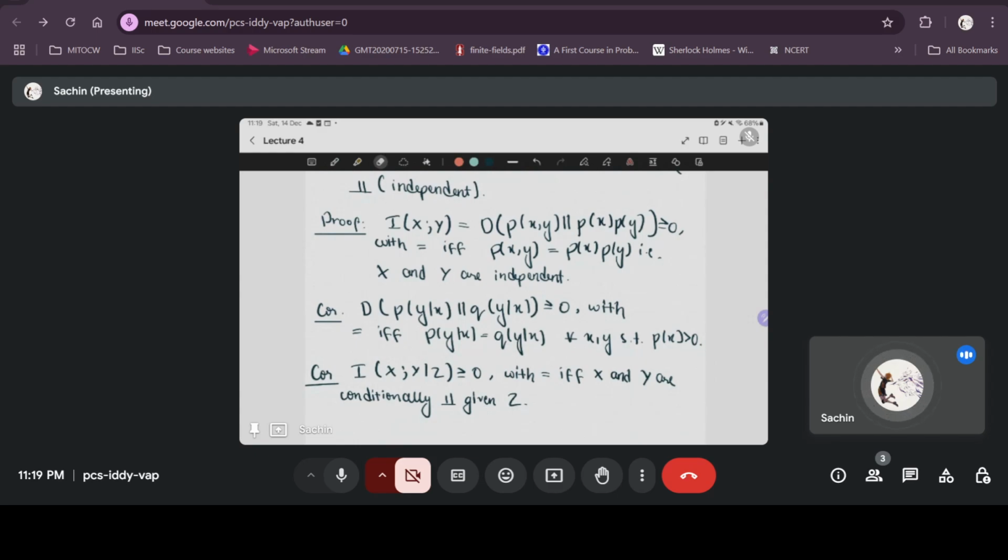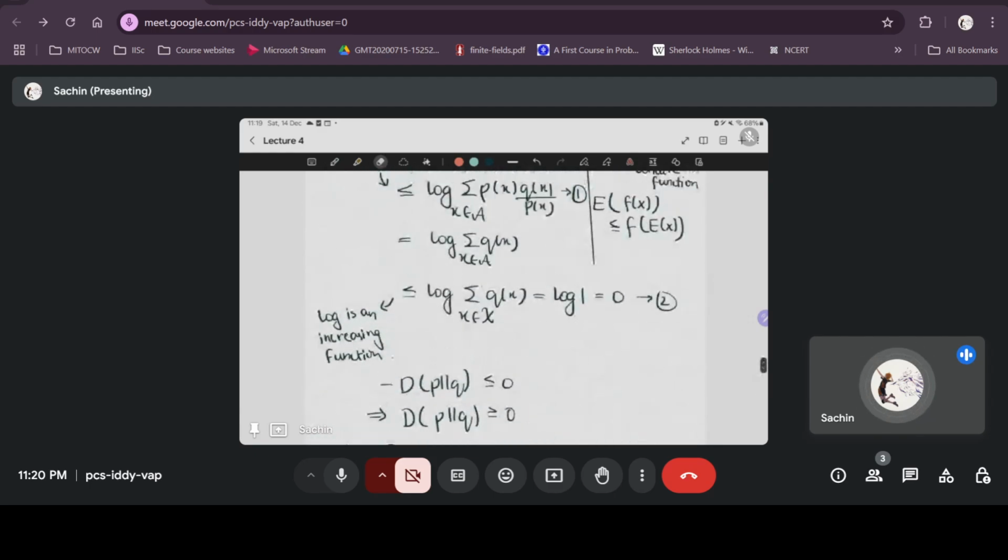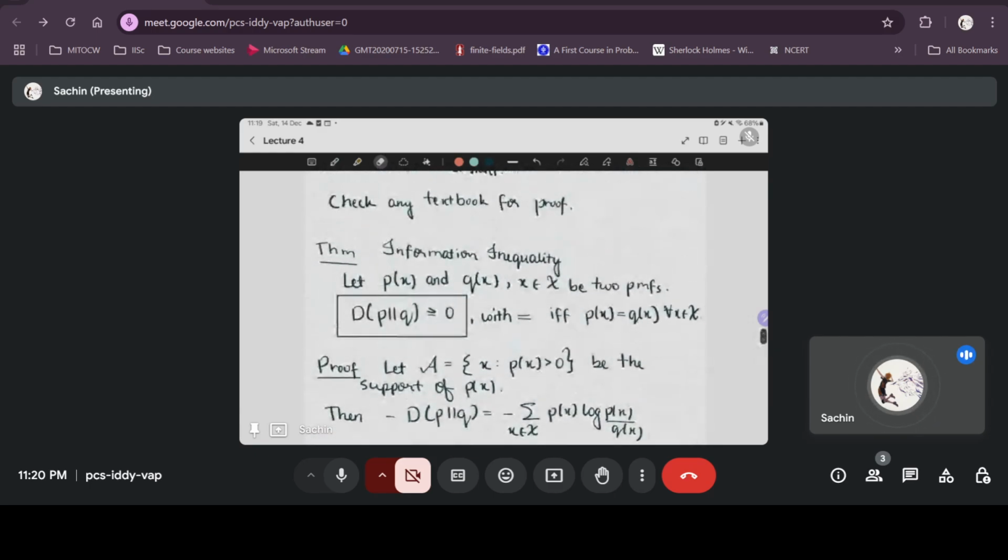Before proving a theorem, you will prove a smaller, related result. For example, before proving Jensen's inequality, you should first know what a convex function is. And before proving this information inequality, you needed to know Jensen's inequality. So I could have called Jensen's inequality a lemma, and then I could have used the Jensen's inequality lemma to prove the information inequality theorem.